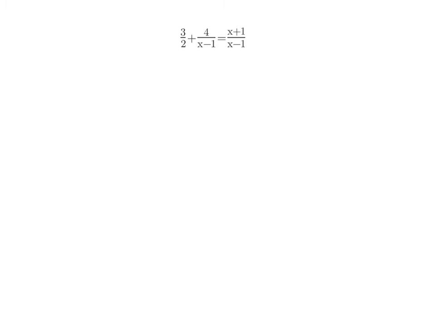Now let's look at another example. We have the equation 3/2 plus 4 over the quantity of x minus 1 equals x plus 1 over the quantity of x minus 1. In this case, I'm going to do the same thing. My least common denominator would be 2 times the quantity of x minus 1.